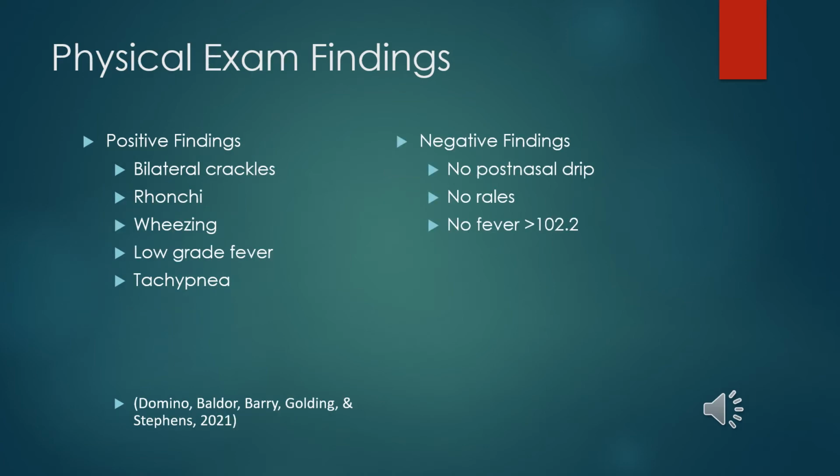Upon physical exam, some of the positive findings you may see are bilateral crackles, rhonchi, wheezing, a low-grade fever, and tachypnea. Your negative findings would include no postnasal drip, no rales, and no fever above 102.2.